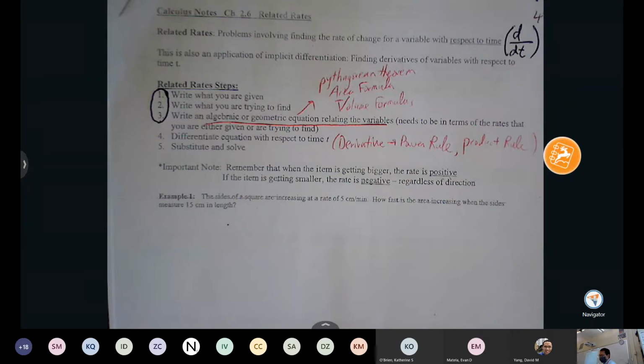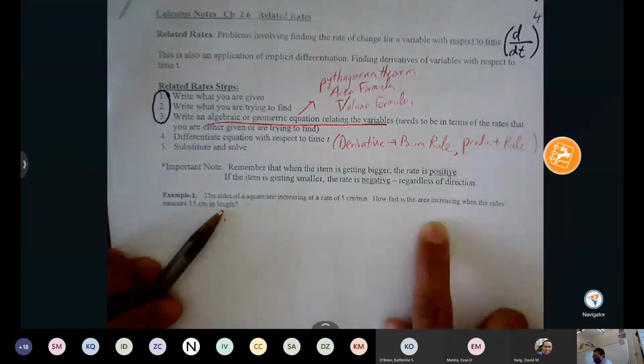Okay, so let's read example 1, and then I will go through step by step. Number 1 says the sides of a square are increasing at a rate of 5 centimeters per minute. How fast is the area increasing when the sides measure 15 centimeters in length?